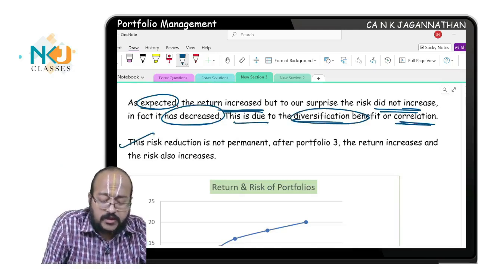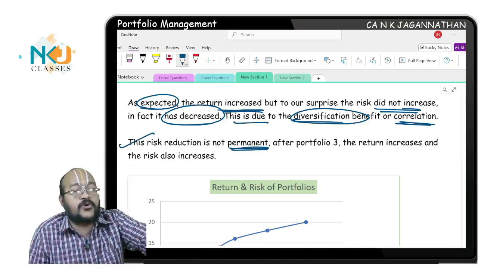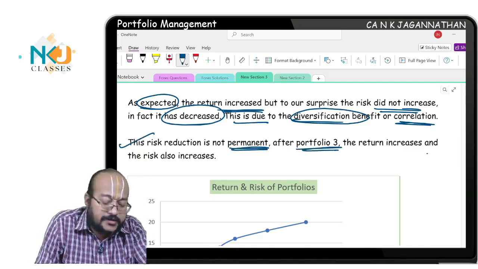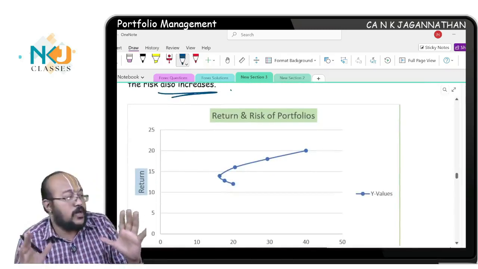The risk reduction is not permanent. We saw that only up to portfolio 3 the risk reduced, thereafter risk also increased. After portfolio 3, the return increases and risk also increases. This I can show in the graph, and you will have absolute clarity.